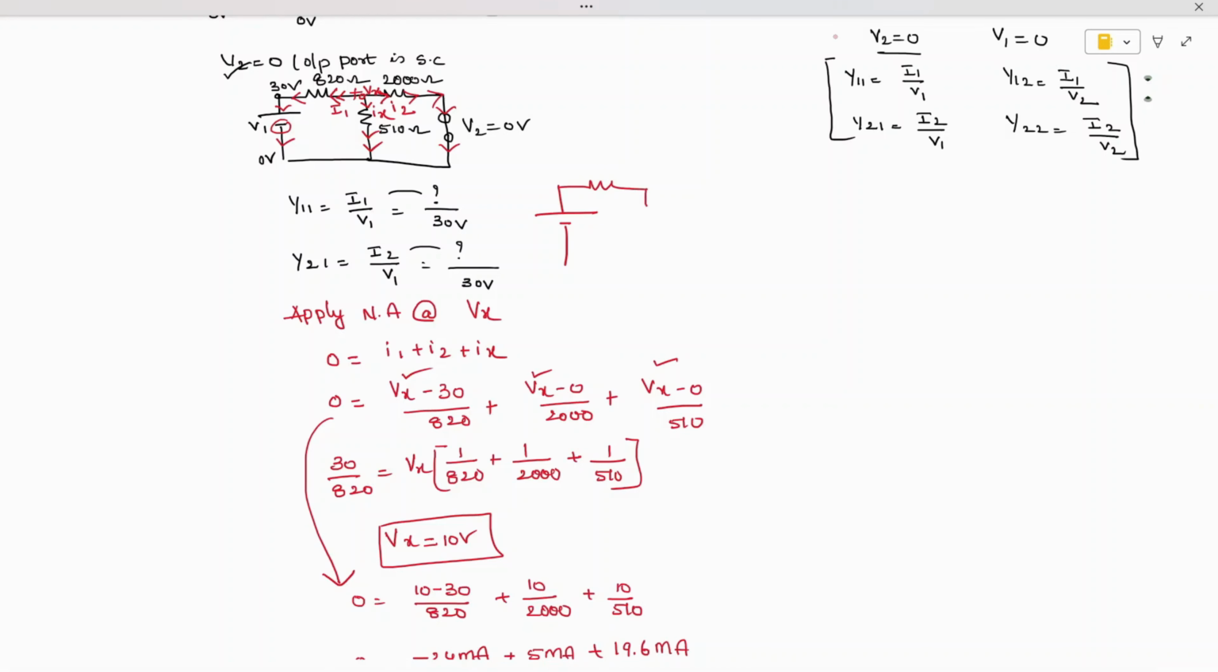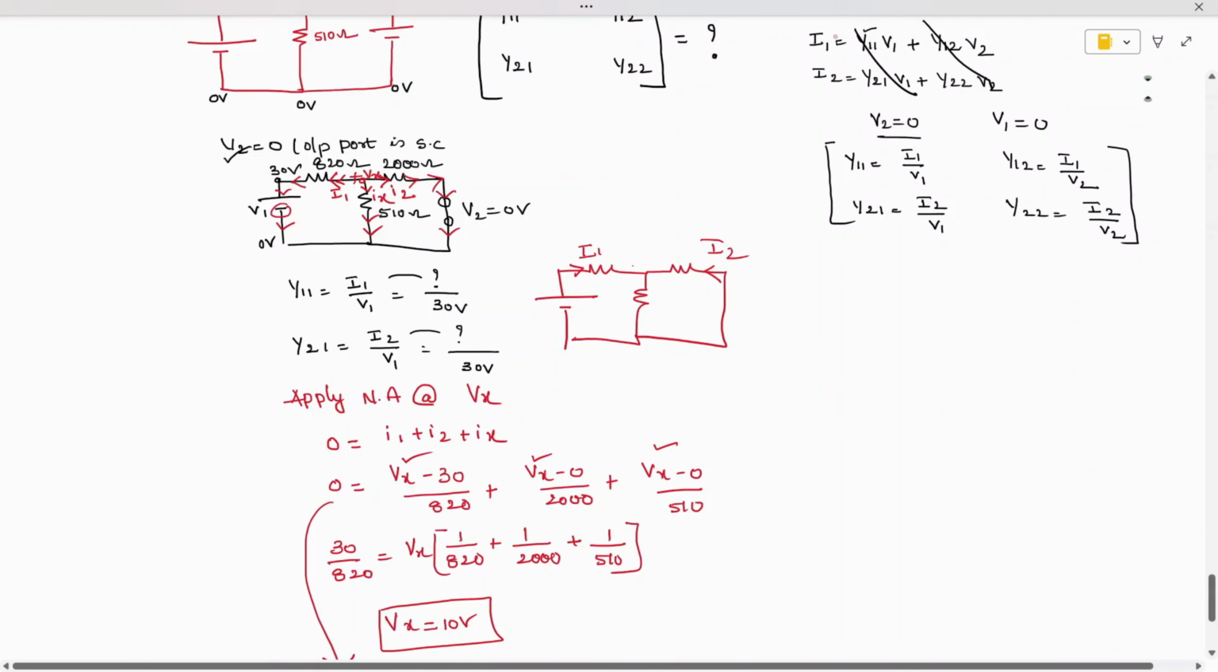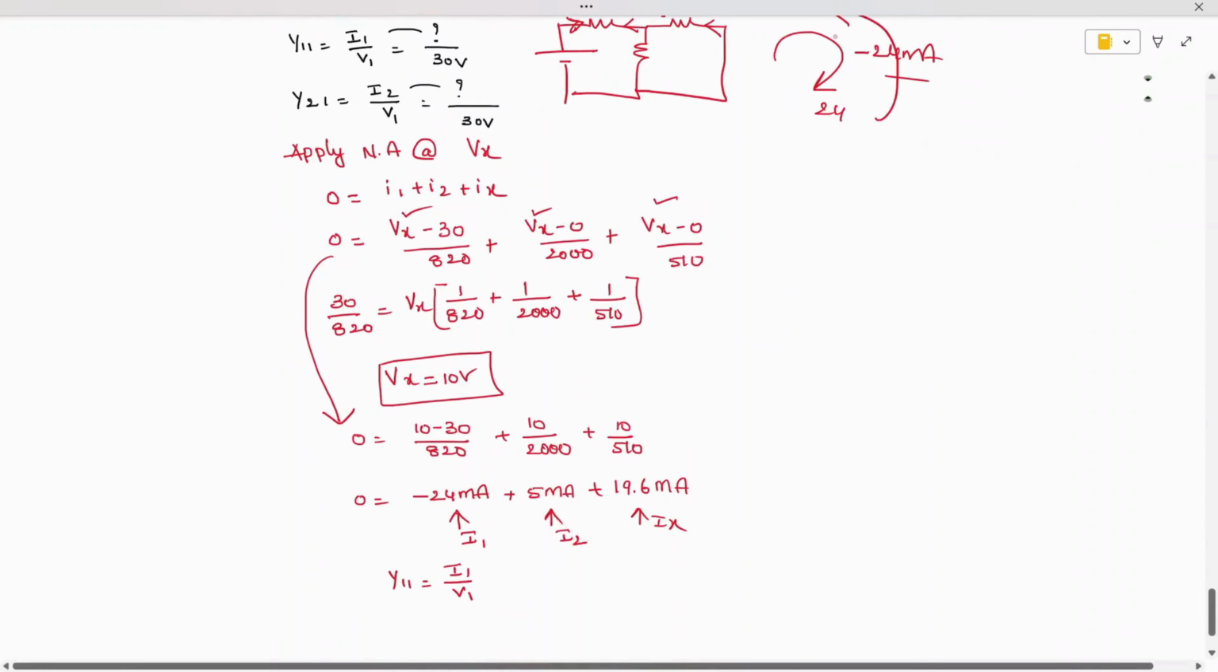So this is 820, this is 510, and this is 2000, and this is shorted. So if I1 is flowing like this, it is nothing but a positive value. I1 is flowing in this direction, then this will be positive. You can see here I1 is how much? Minus 24. So if it is, then it is minus 24. If it is in the opposite direction, then it is plus 24 milliampere. Just very simple. If it flows in clockwise direction, 24 milliampere. If it flows in counterclockwise direction, minus 24 milliampere. That's how the simple analysis we have to keep in mind.